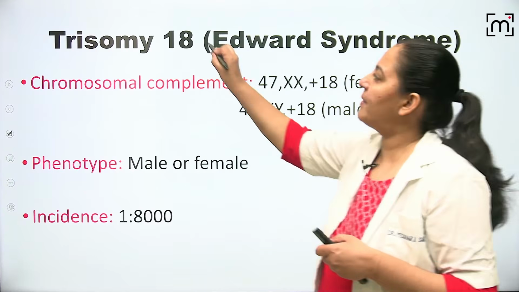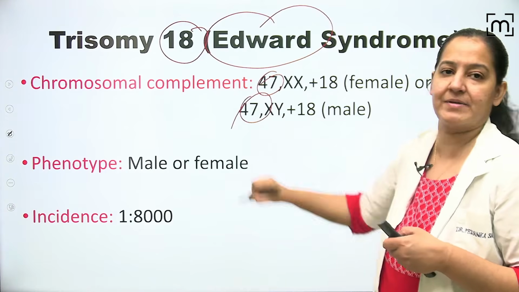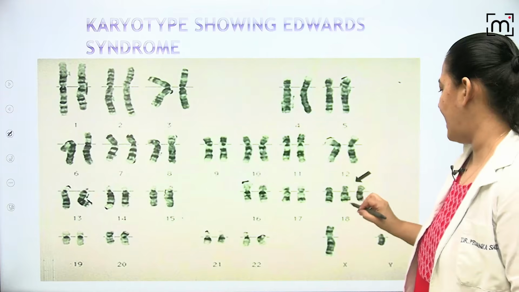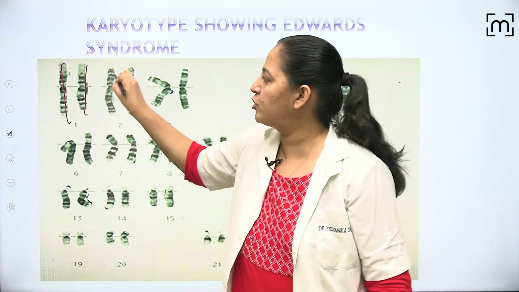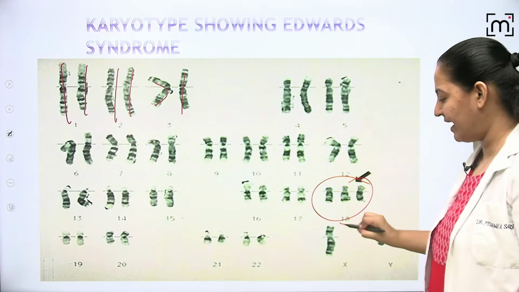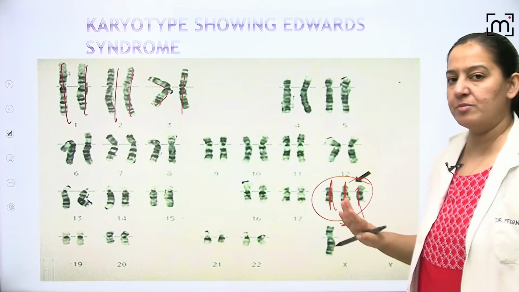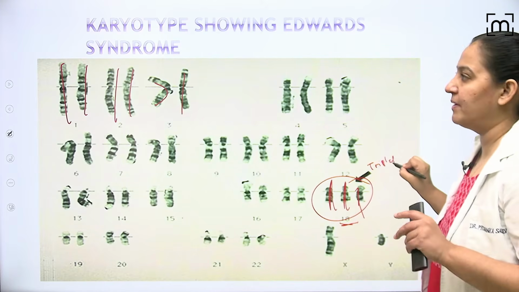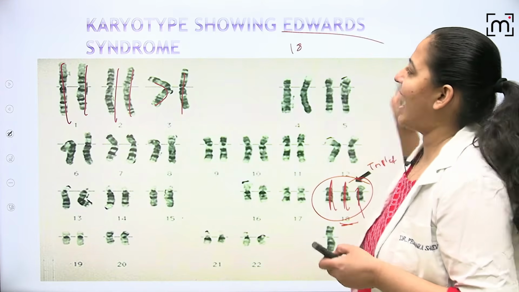Now trisomy of number 18 is known as Edwards syndrome. Here also 47 chromosomes are present, but the triple is the 18th number. It can be a male and female. See the diagram here. Chromosome number 1 is in pair, 2 is in pair, 3 is in pair. All of them are in pair except number 18. Number 18 are triple, they are not double. All other chromosomes are present in pair, but this one is present in triplet. That's why it is known as trisomy. Trisomy of number 18 is known as Edwards syndrome.